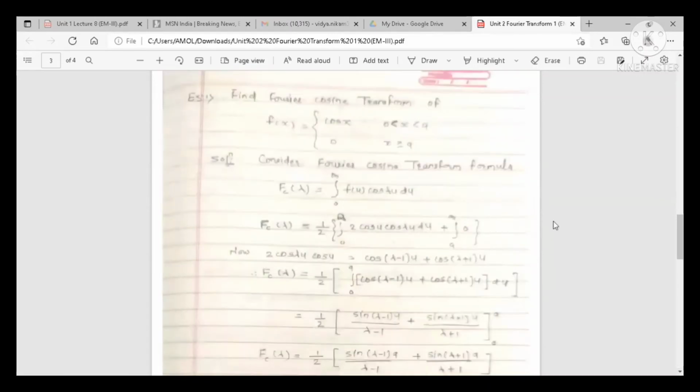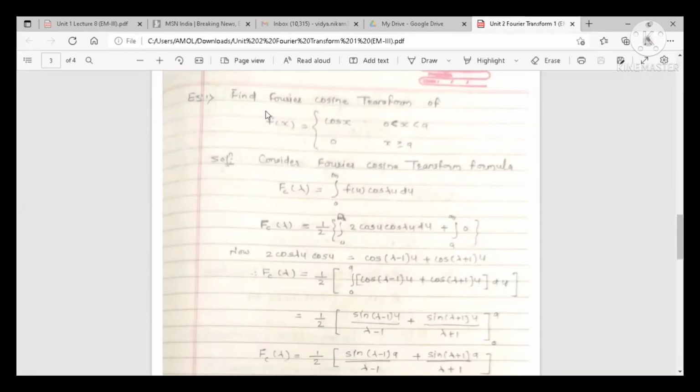The first example is here. Find the Fourier cosine transform of f(x), where the function is defined in intervals: cos x when x is between 0 and a, and the function value is 0 when x is greater than or equal to a. Now we are going to find the cosine transform. Here directly the heading is find the Fourier cosine transform, so no need to check whether it is even or odd. We just find the Fourier cosine transform.